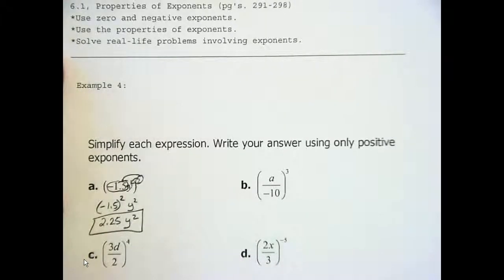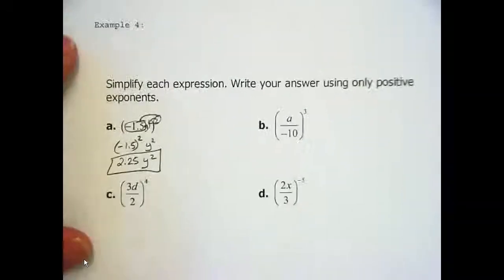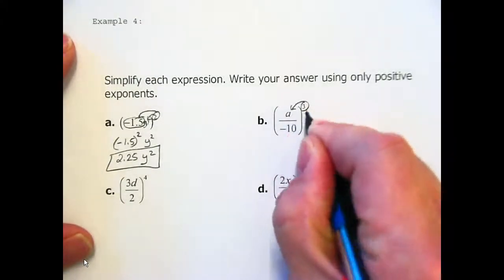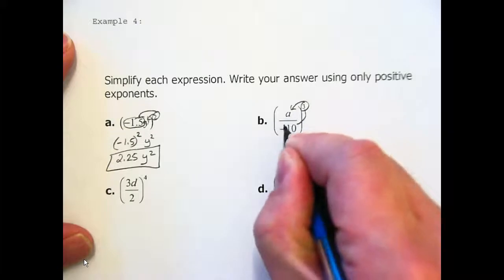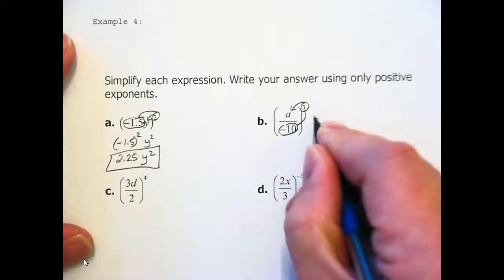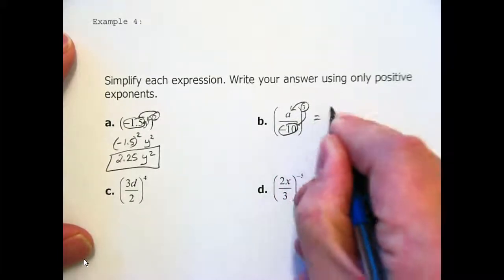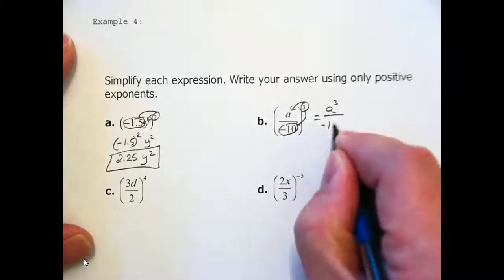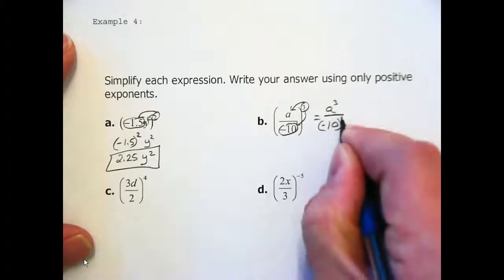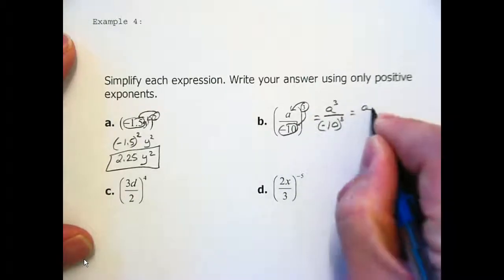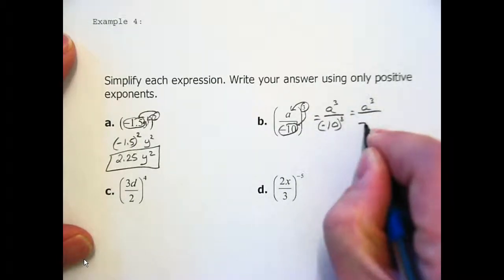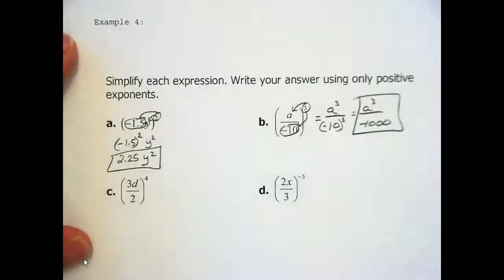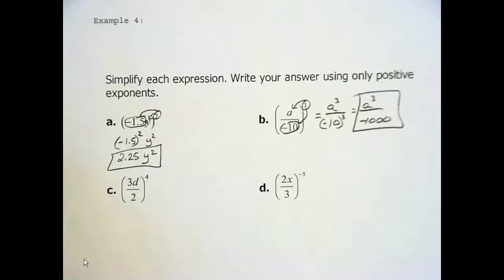So you've got to bring that into every part on the inside. So when you're bringing this 3 in, it's going to there, and it's going to the negative 10, the whole negative 10 there. Okay, so that gives me a to the 3rd and negative 10 to the 3rd, which is 1,000 in the negative style. Okay, so bring it into each part there.